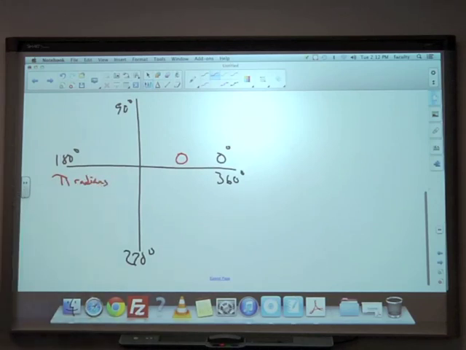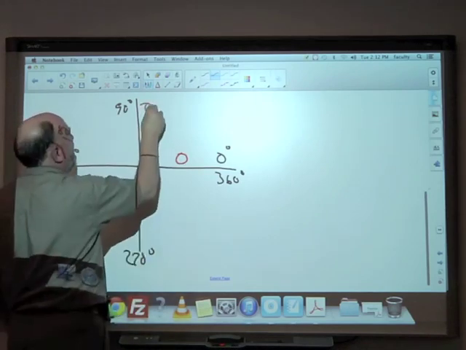So if 0 is 0, 180 is pi, what would 90 degrees be? 2 pi. Half a pi for 90. Oh, 90. I thought you said 360. No, you've got to answer my questions, not the one you hear in your head. Okay. That's what I thought.